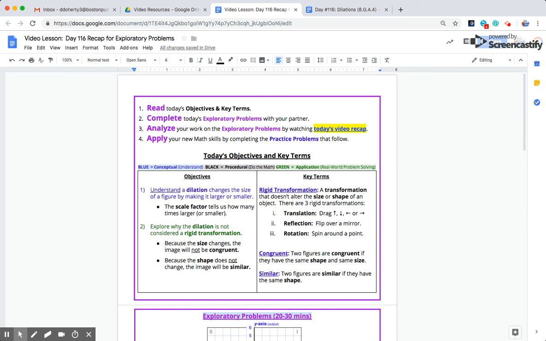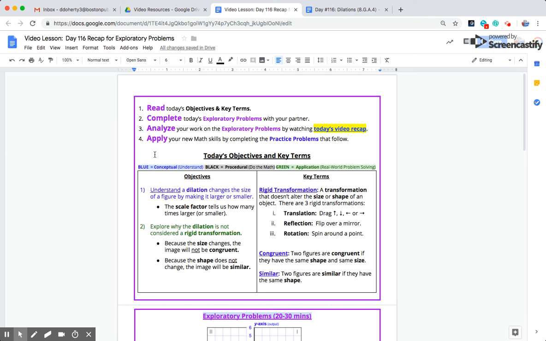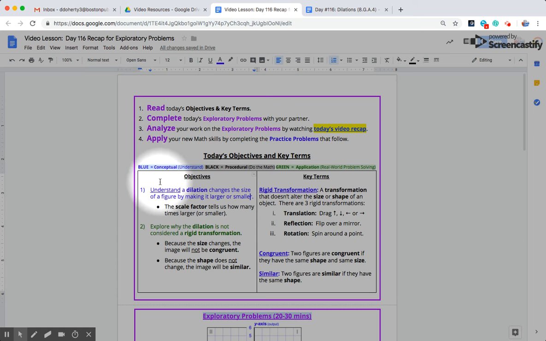Good morning. Happy Wednesday. In this video, we're going to continue to focus on working on dilations. Again, as we started to learn yesterday, the dilation is something that changes the size of a figure by making it larger or smaller.